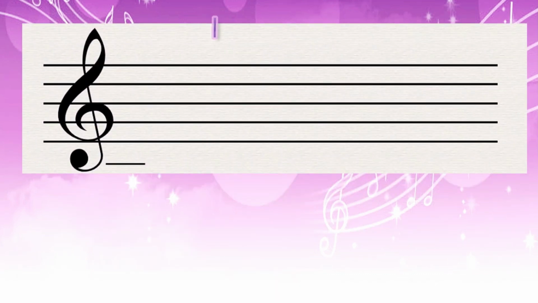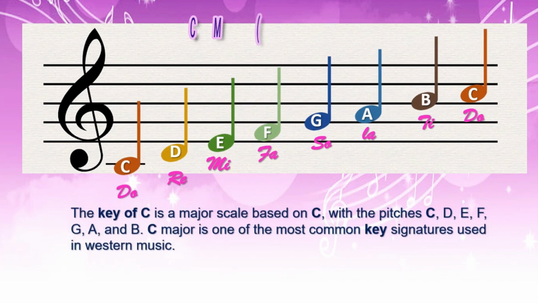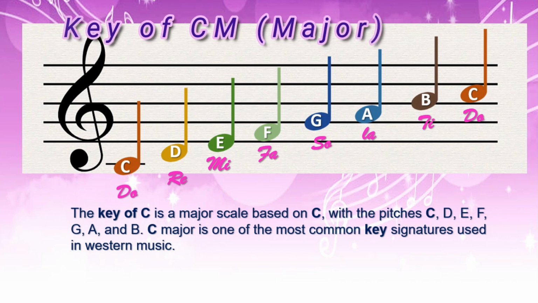The key of C is a major scale based on C with the pitches C, D, E, F, G, A, B. C major is one of the most common key signatures used in Western music today. This key signature is so easy to identify dahil wala siyang sharp or flat written on the staff.